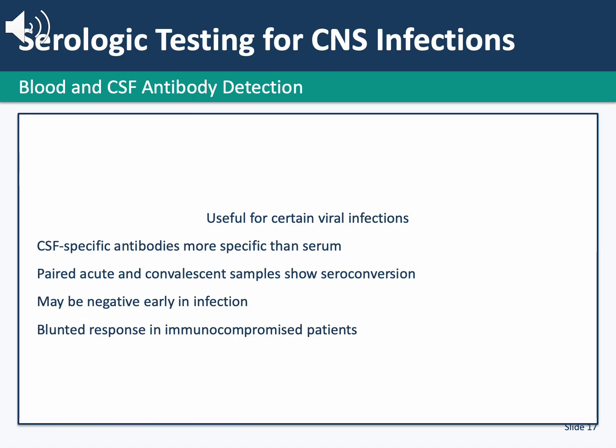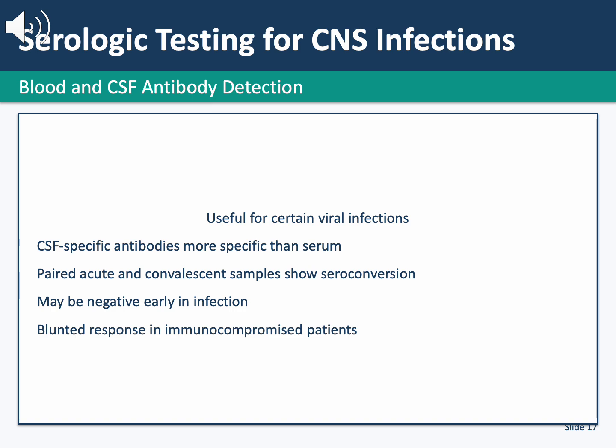Serologic testing can be useful for diagnosing certain CNS infections, particularly viral infections. Serum and CSF antibodies can be detected for many viral pathogens, including measles, mumps, rubella, West Nile virus, and arboviruses. CSF-specific antibodies are more specific for CNS infection than serum antibodies. Paired acute and convalescent serum samples can demonstrate seroconversion, confirming recent infection.